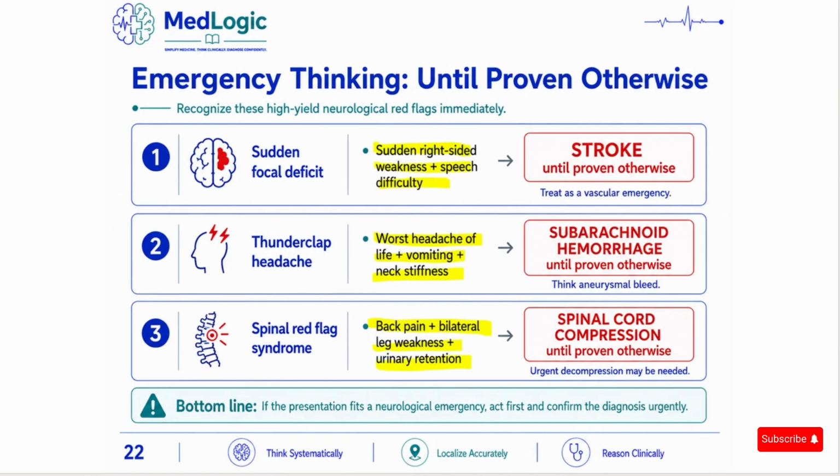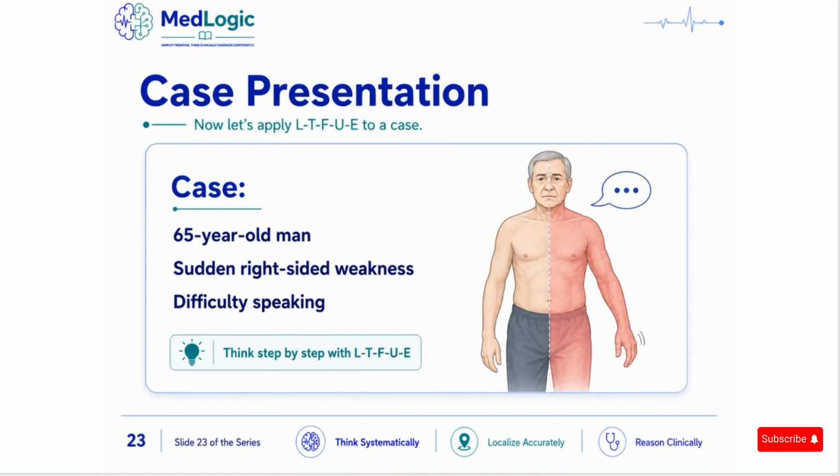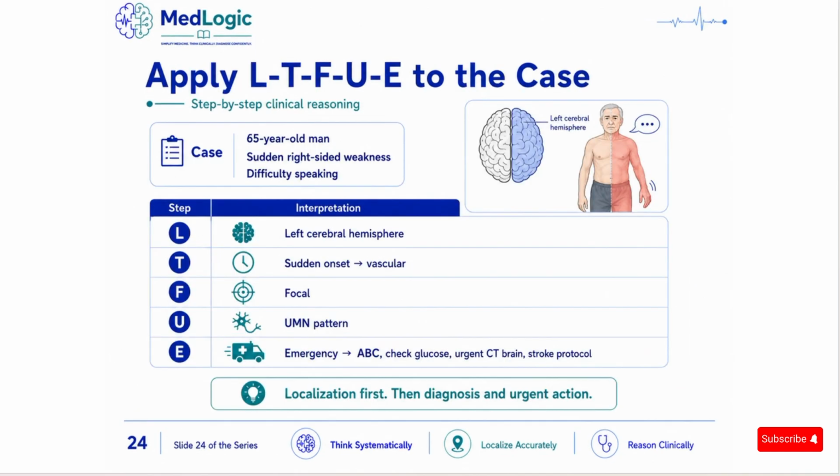Now let's apply LTFUE to a case. A 65-year-old man suddenly develops right-sided weakness and difficulty speaking. First, location. Right-sided weakness plus speech difficulty suggests a left cerebral hemisphere lesion. Second, time course. The onset is sudden, so the likely mechanism is vascular. Third, focal or diffuse. This is focal because one side of the body and language are affected.